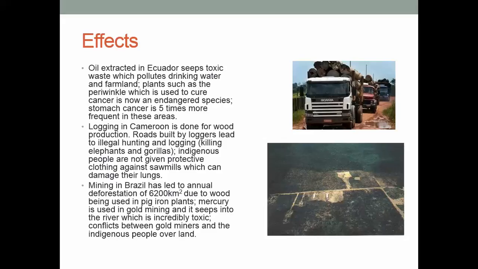So those are the effects, and you need to learn those, you need to learn the specifics, and in the Cameroon, the animals count specifics, the stomach cancer, the periwinkle, these are all specifics as well. So learning those is key, learning the areas which they're in as well.